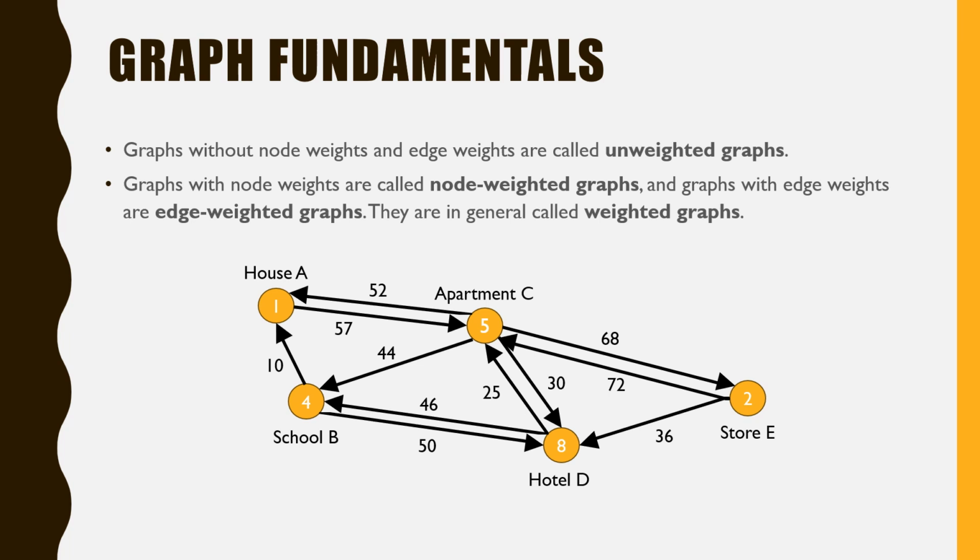Graphs that include weights on the nodes are known as node-weighted graphs, and those with weights on edges are called edge-weighted graphs. In general, both are classified as weighted graphs. However, in most contexts, the term weighted graph typically refers to an edge-weighted graph unless otherwise specified.